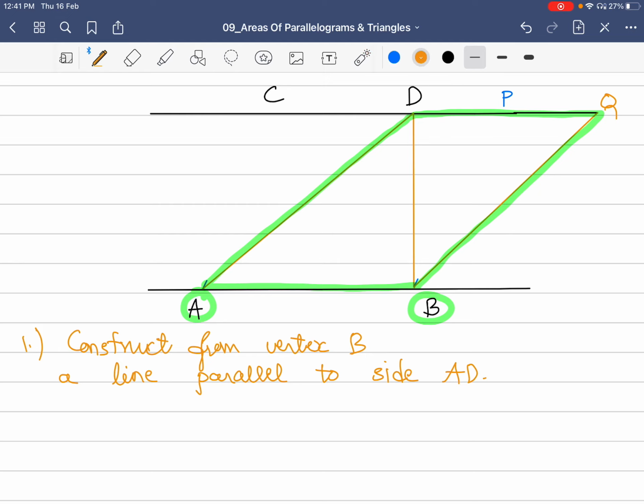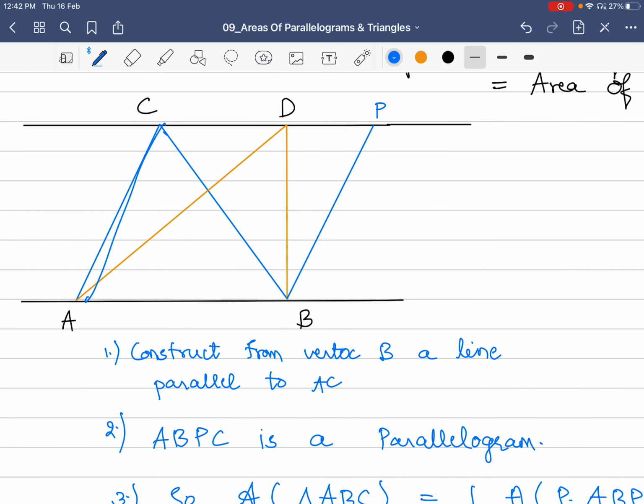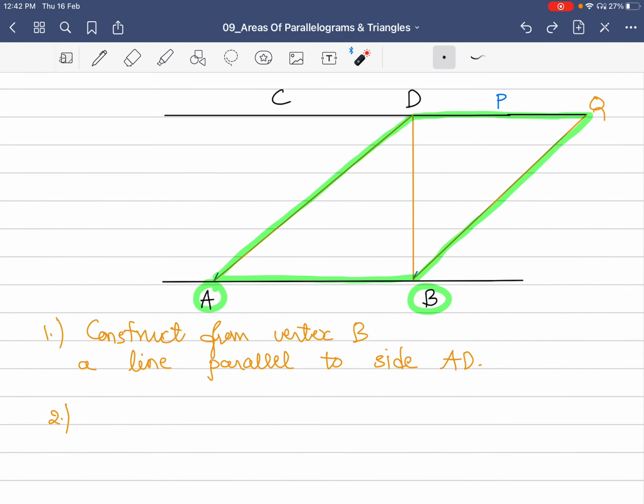Okay, so again I'm going to note down, it's the same process that we did for the previous triangle, triangle ACB. So let's note down this key information, that the area of triangle ADB is also equal to half the area of parallelogram ABQD. Okay, ABQD.